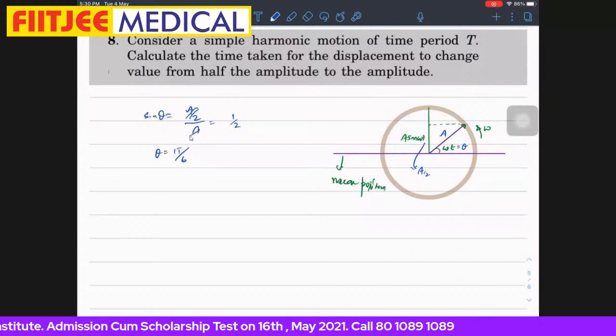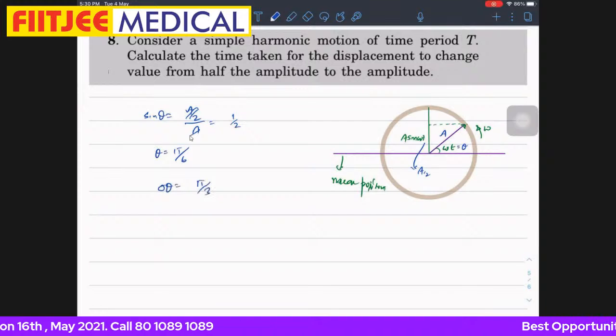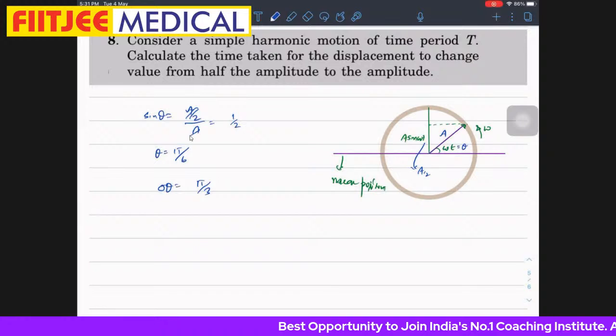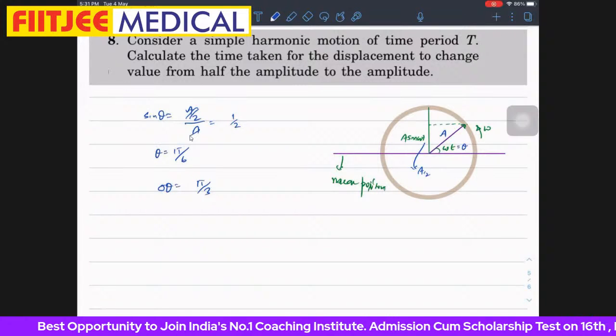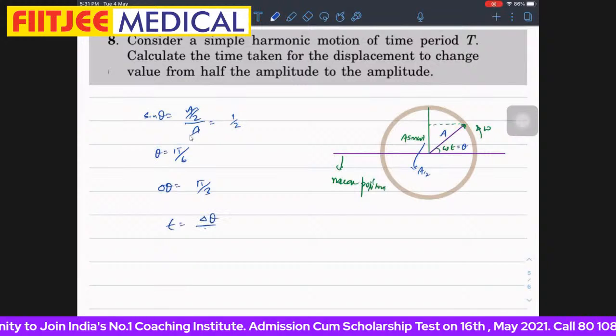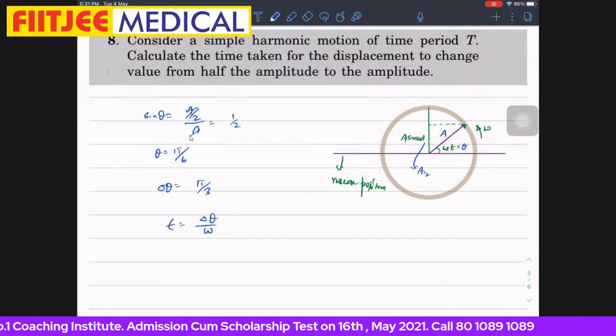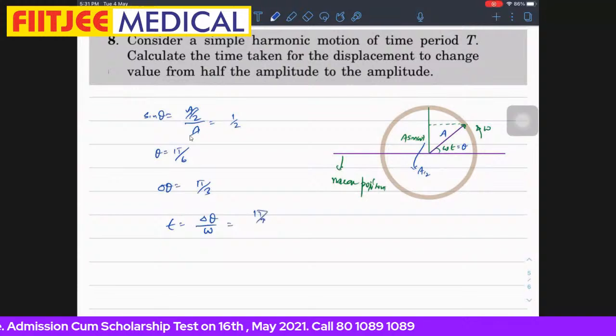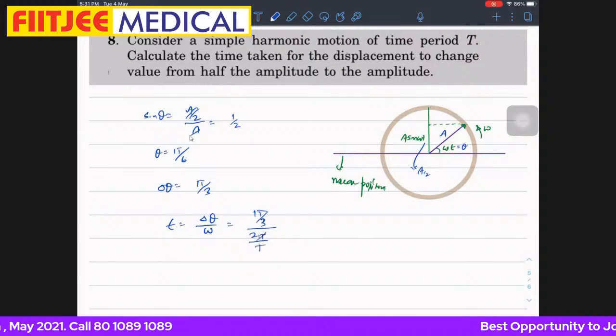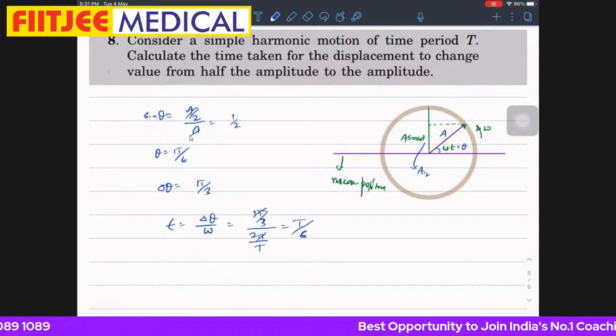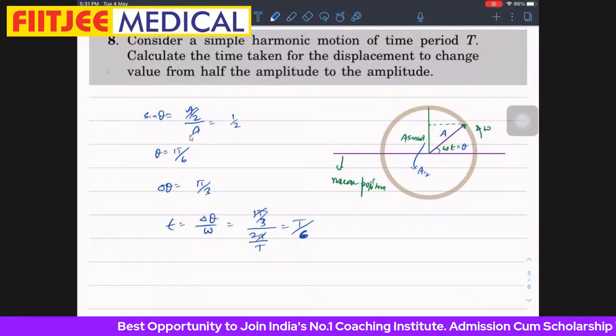So how much angle does it have to travel? Delta theta equals pi by 2 minus pi by 6, which is pi by 3. To calculate the time, it is given by delta theta by omega. That is pi by 3 divided by omega, and since the time period is given, omega equals 2 pi by T. So the answer will be T by 6. This is how we can approach these problems.